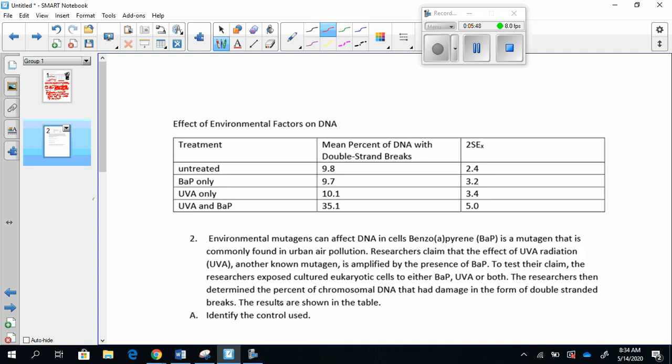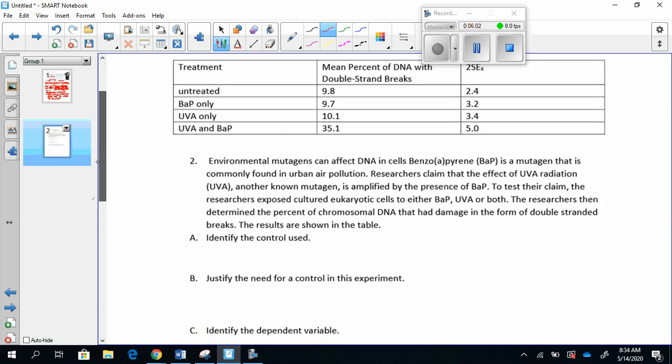To test their claim, the researchers exposed cultured eukaryotic cells either to BAP, UVA, or both. The researchers then determined the percent of chromosomal DNA that had damage in the form of double-stranded breaks. The results are shown in the table above.